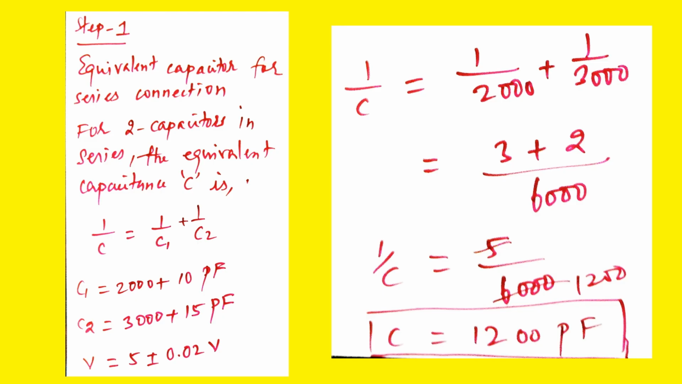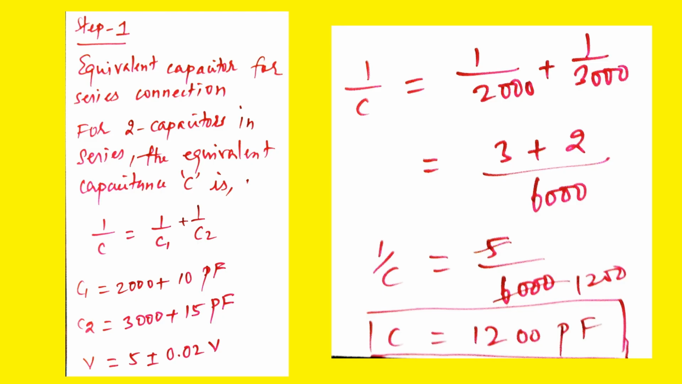Suppose we have 3 capacitors, then we have to add one more capacitor value, that is 1 by C1 plus 1 by C2 plus 1 by C3. This can be extended up to n capacitors. Suppose I have n capacitors, we have the same combination: 1 by C1 plus 1 by C2 plus etcetera plus 1 by Cn. Like that we calculate the equivalent capacitance for the series combination.